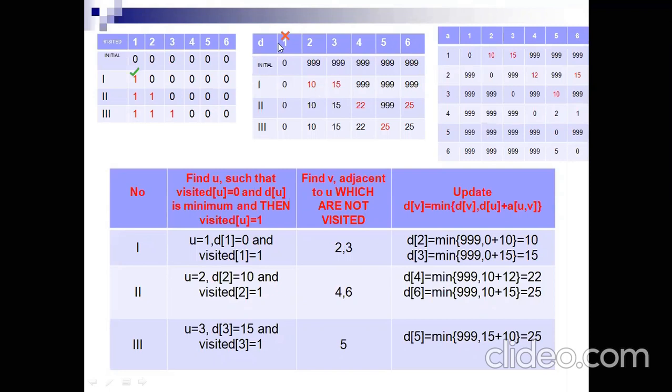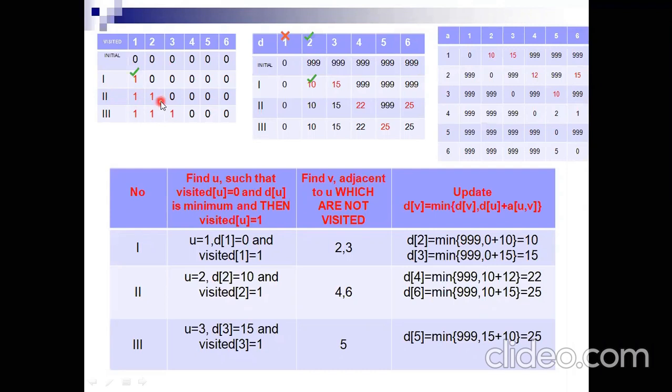Which is the minimum value here? D2, 10, is the minimum value, and U is 2. So U corresponds to the vertex and DU corresponds to the distance. In the array, U is your index, DU is your value. The minimum is 10 and U is 2. So U equals 2, D2 equals 10, and make it visited. I marked it as visited in the second iteration row: 1 was already visited, 2 is also visited now.